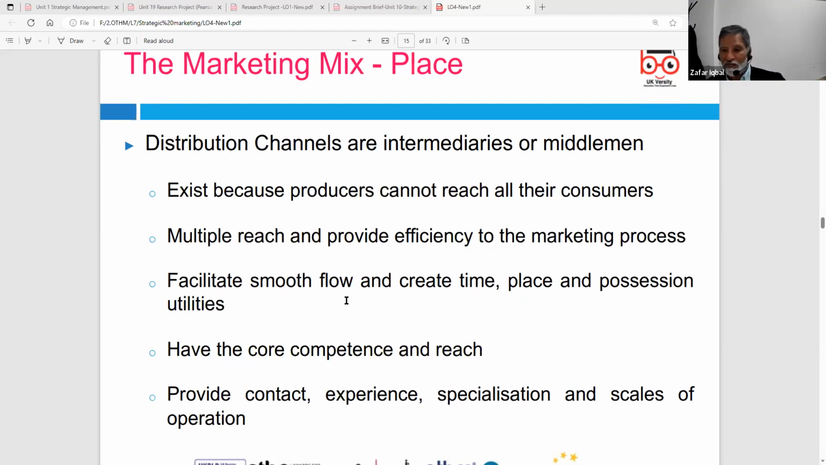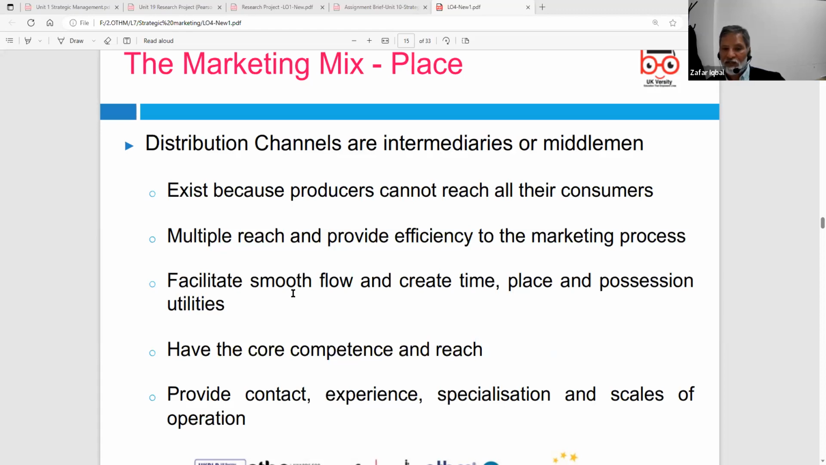There are different distribution channels that we can use to reach our customer base. Okay, so the distribution channels are the intermediaries or the middlemen, the people who exist to sell our products and reach our customers, and these are the people through which we can sell our products.